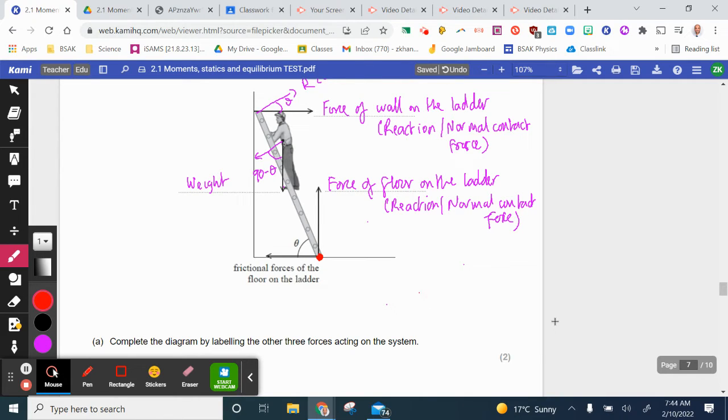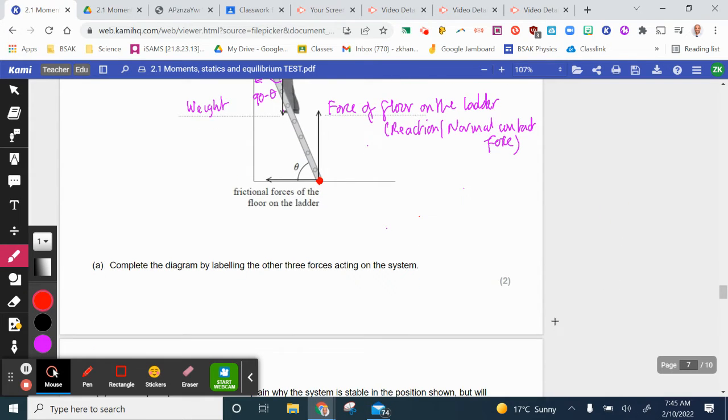Now, if we use this as our pivot point, this and this don't come into the principle of moments because they're sitting on the pivot and have no distance. So the only forces we need to consider are the anti-clockwise moment created by the weight, and the clockwise moment created by the force of the wall on the ladder, the reaction force. Now, we don't need to do any calculations, but we do need to discuss it.